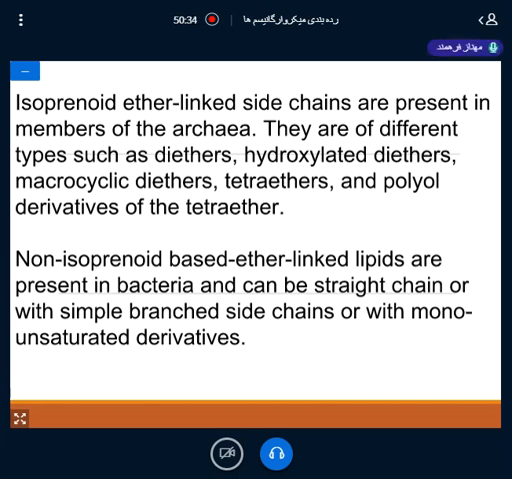Okay, non-isoprenoid-based ether-linked lipids are present in bacteria and can be straight chain or with simple branched side chains or saturated derivatives.